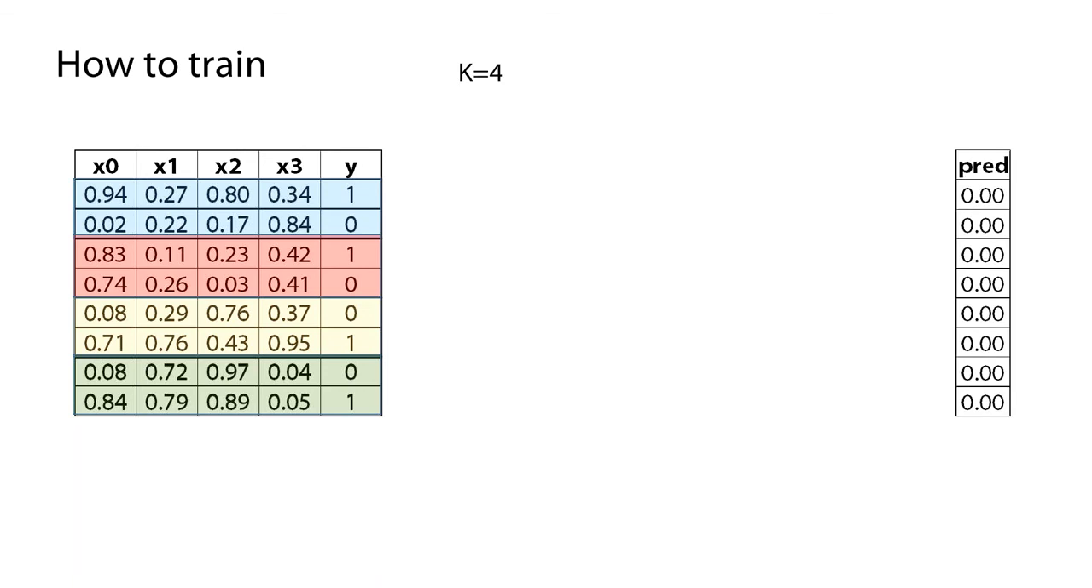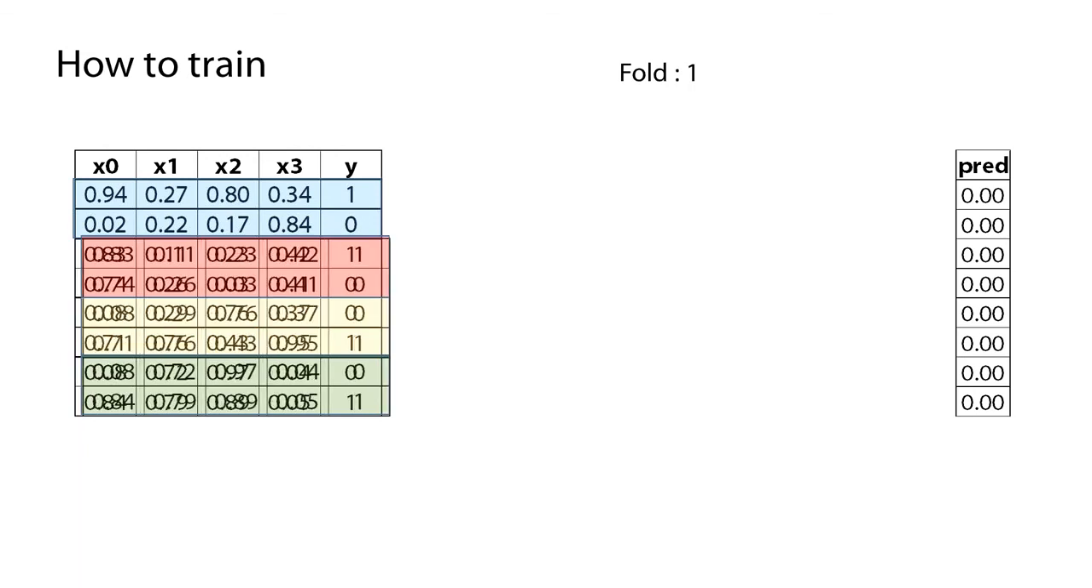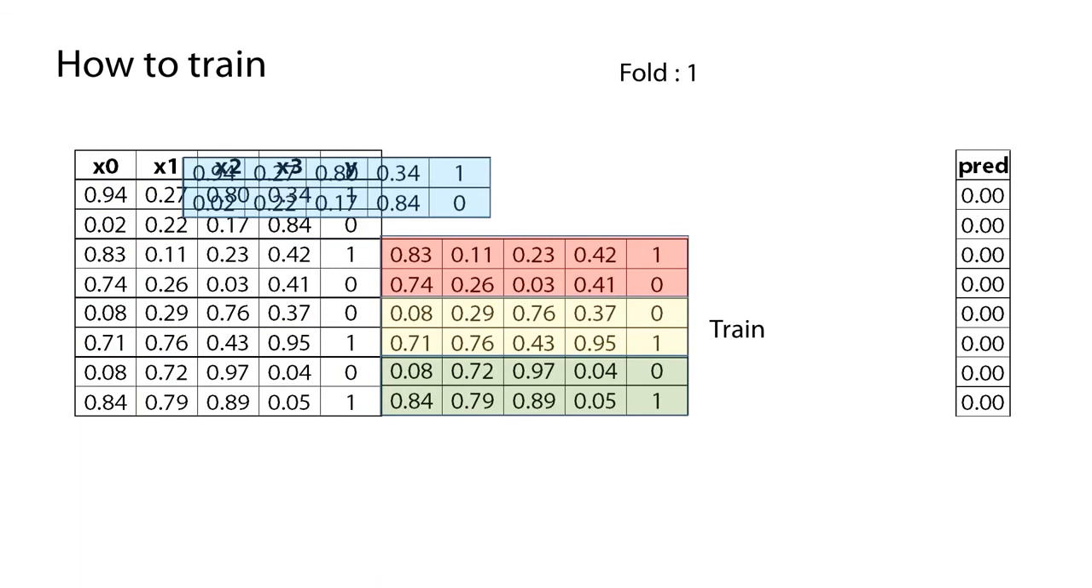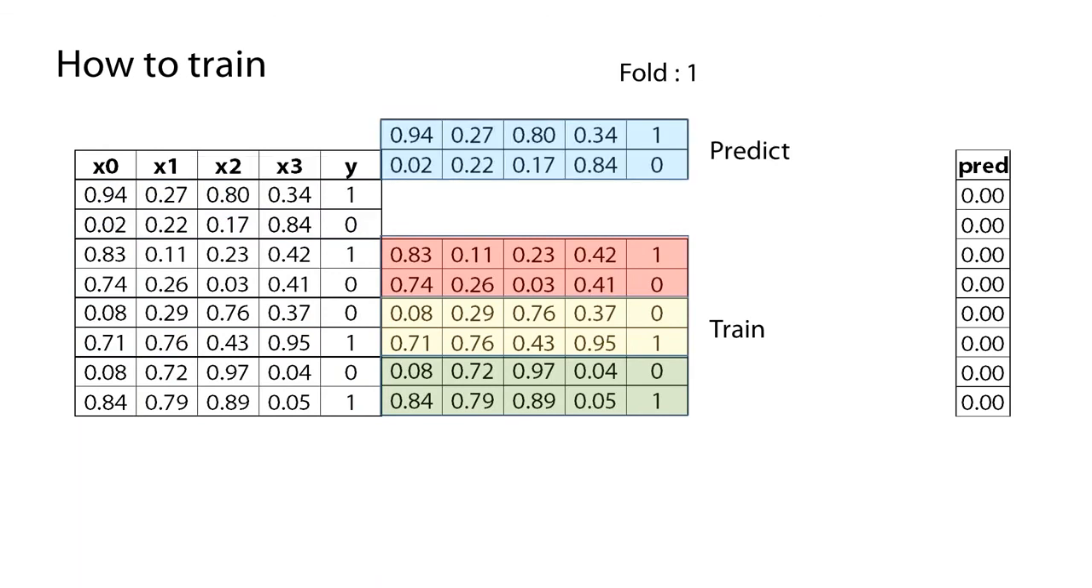We're going to create an empty vector of predictions. This is where we're going to put our predictions. And now we will start this process starting from 1, and we will use a subset of the data to train the model and another subset to make predictions for. In this case, let's say I will use the red, and I will make predictions for the blue part.